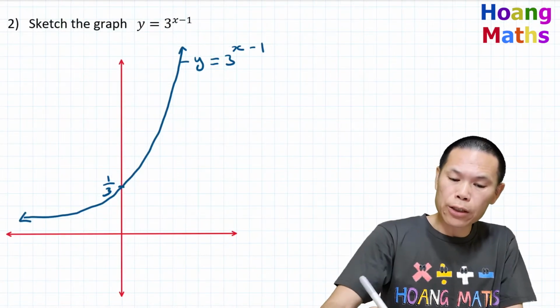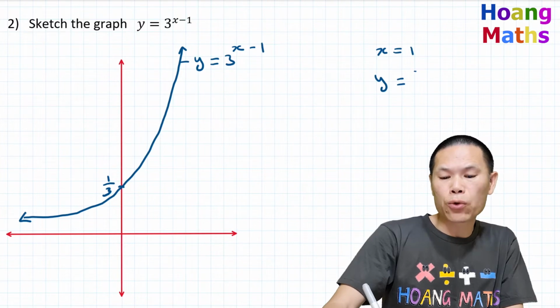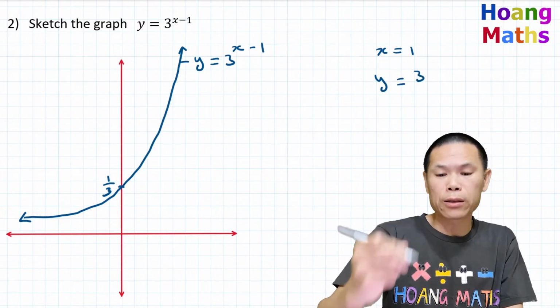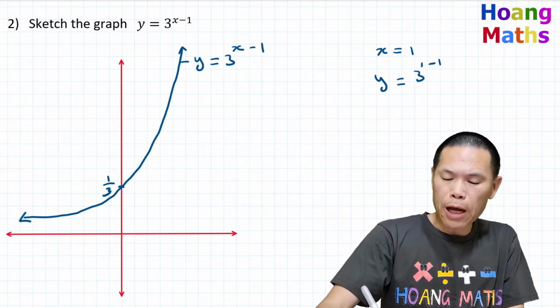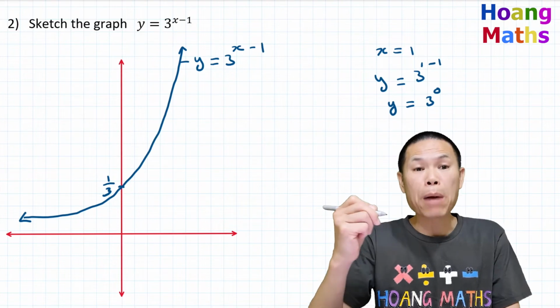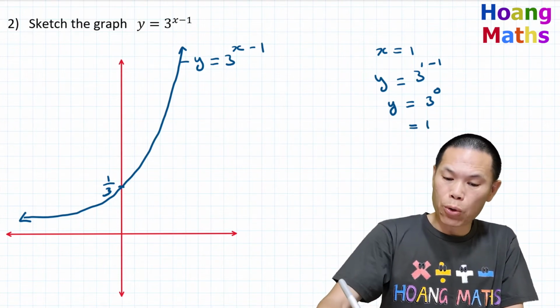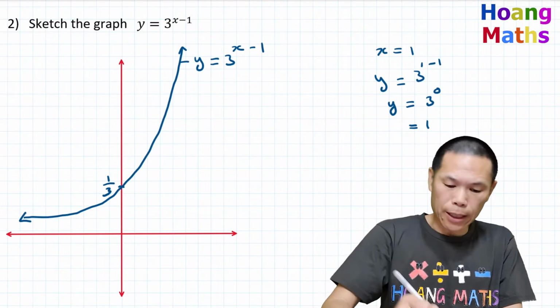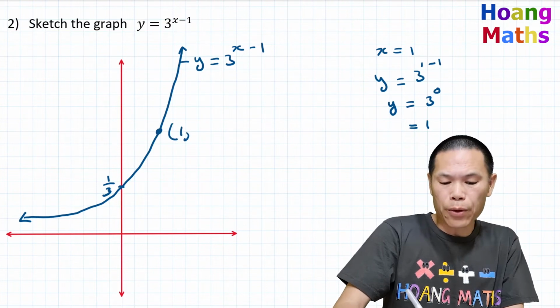So I'm going to try x equal to 1. So when x is 1, y is equal to 3 to the power of x minus 1. X is 1, so 1 minus 1 is 0. So y is equal to 3 to the power of 0, and any number to the power of 0 is 1. So the point is (1, 1). Okay, so (1, 1) here, roughly. Just a rough sketch.